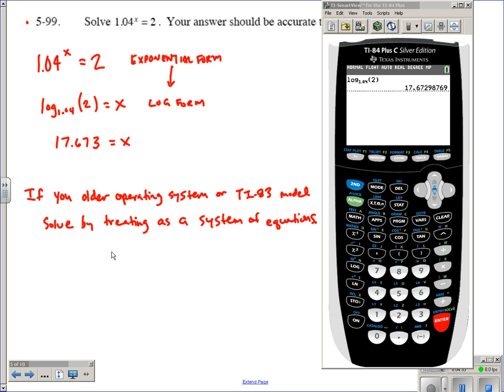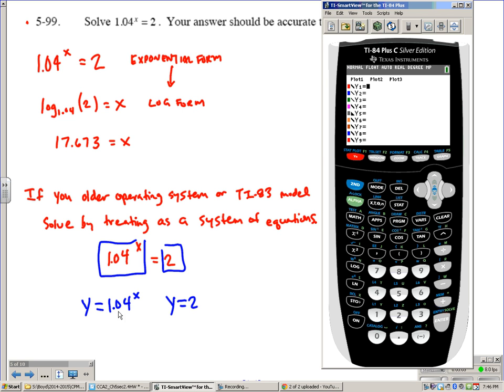So if we look at it here, we have 1.04 to the power of x equals 2. We're going to take each of the expressions on each side of the equal sign and make our own functions out of them. So we're going to say y equals 1.04 to the power of x, and y equals 2. We can take those and solve them here.